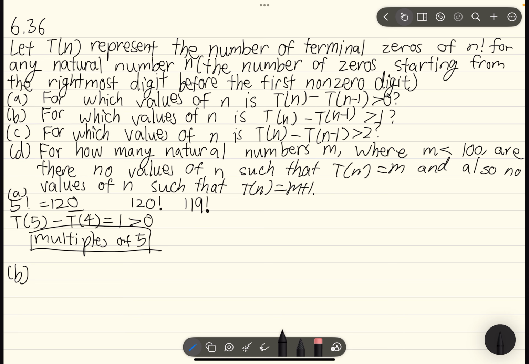Moving on to B then, for which values of n is Tn minus Tn minus 1 greater than 1? So here we want at least 2 more terminal zeros from this factor of 5 compared to the previous number. So this would be numbers like 25 factorial compared to 24 factorial, because 25 is 5 squared. There are 2 factors of 5 in 25's prime factorization. So there would be 2 new pairs of 5 times 2's, which is 2 new terminal zeros. So this would be multiples of 25 then. 25, 50, 75, 100, 125, etc.